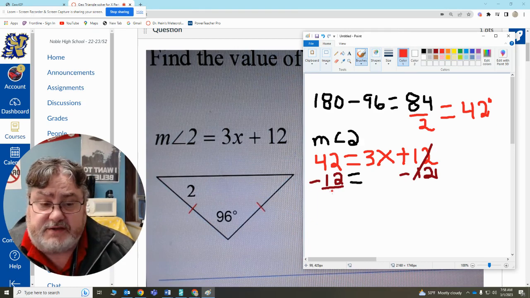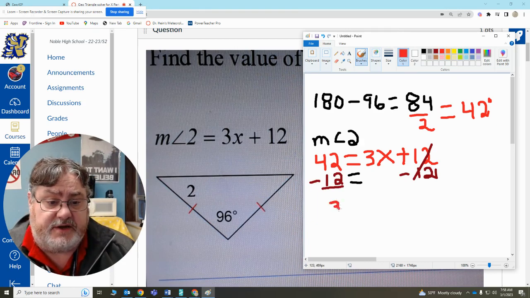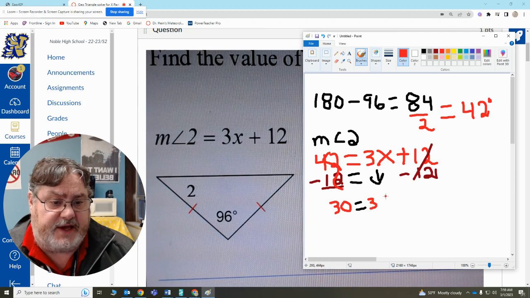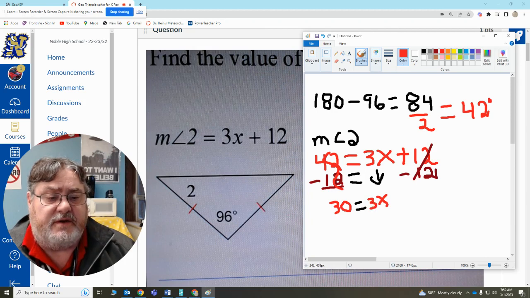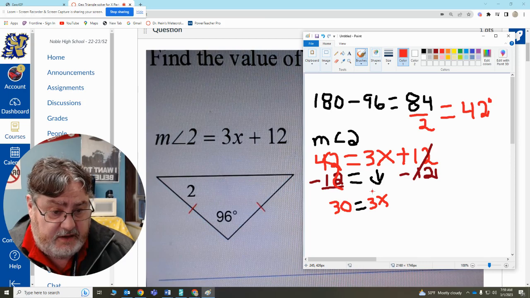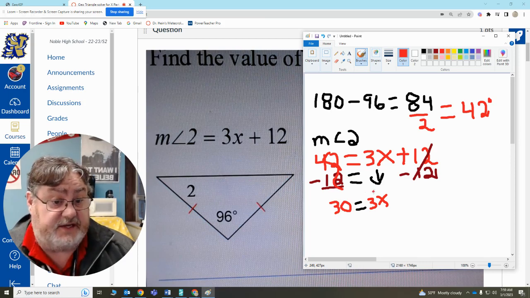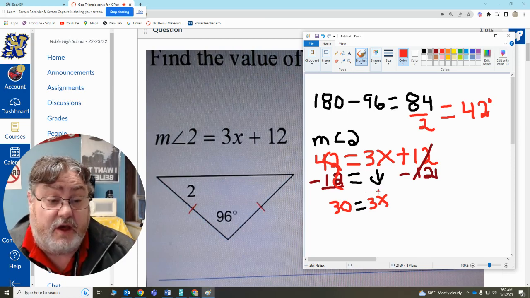So 42 minus 12 is 30. And that will take care of this on the left side. I'll drop down my equal sign, and then I'll drop down my 3x. Now I'm left with 30 equals 3x. Now 3 is called a coefficient. It's the number in front of the x, which is the variable. And anytime they're touching, if you do not see addition, subtraction, or division between the 3 and the x, it's automatically multiplication.